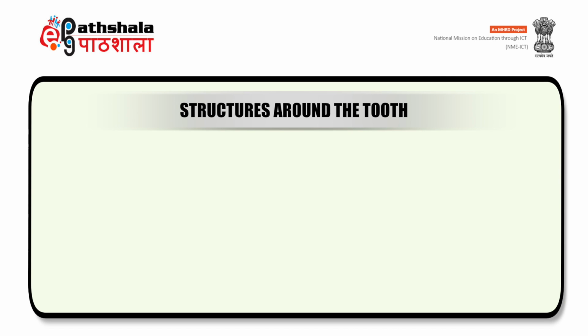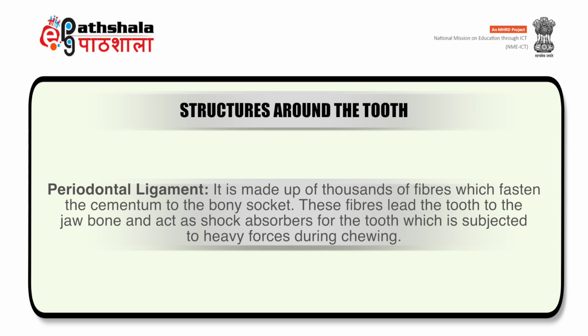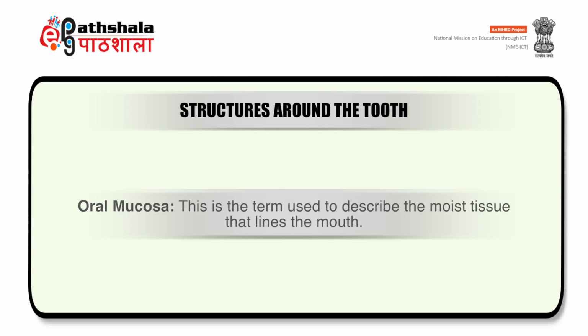Now we will study the structures around the tooth. First of all, periodontal ligament. It is made up of thousands of fibers which fasten the cementum to the bony socket. These fibers act as the shock absorbers for the tooth, which is subjected to heavy forces during chewing. Next is oral mucosa. This is the term used to describe the moist tissue that lines the mouth.